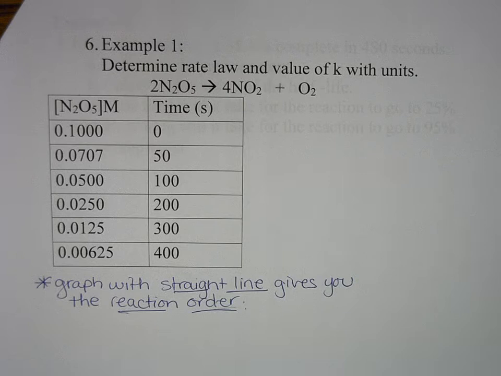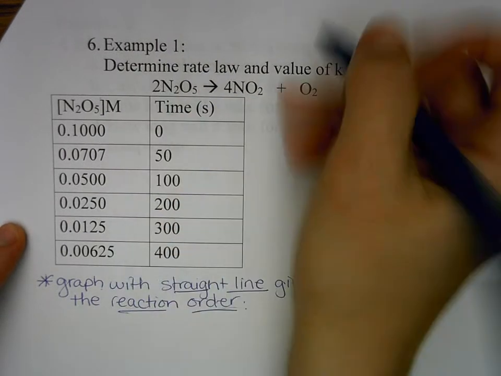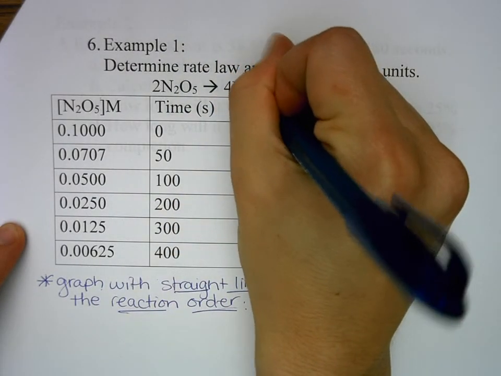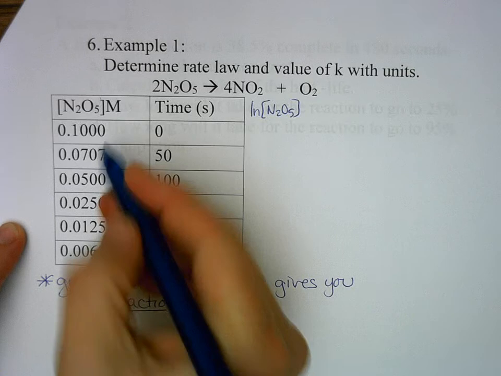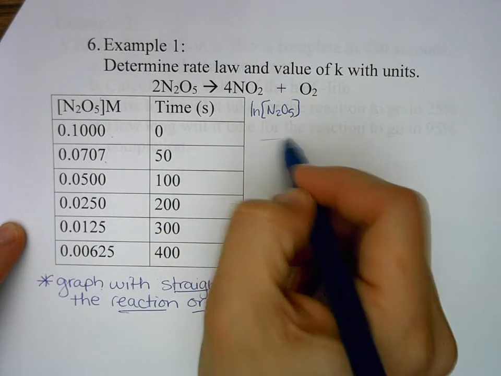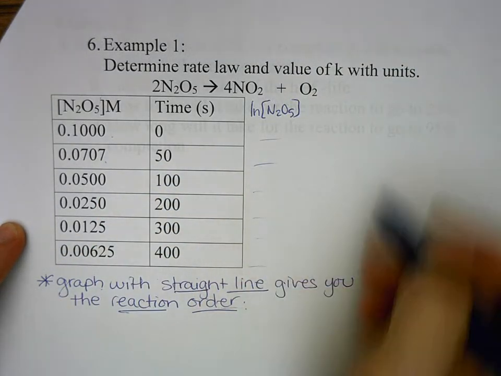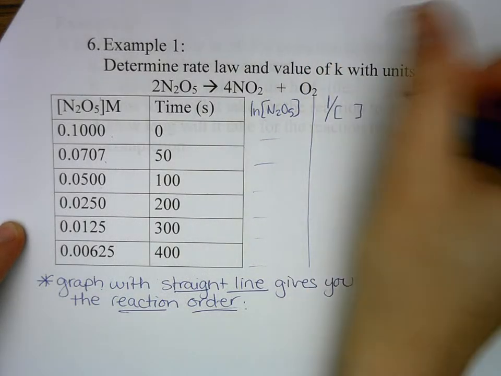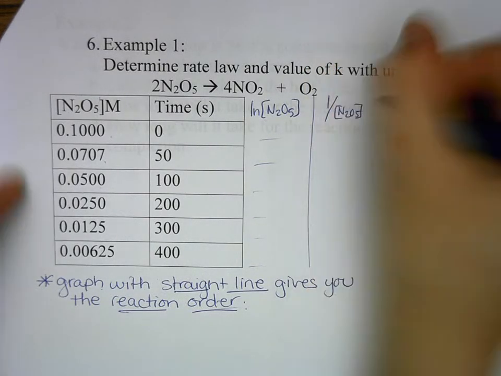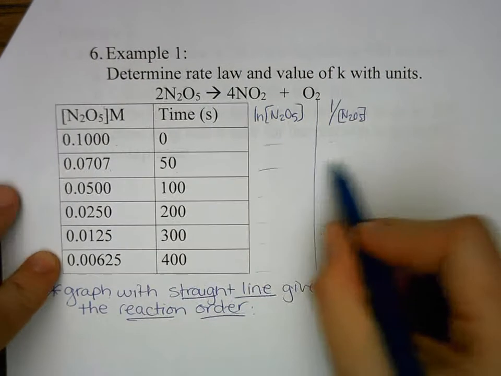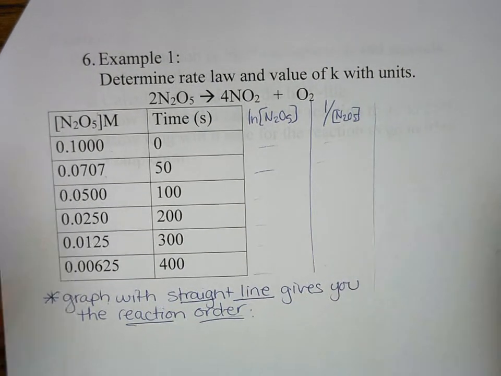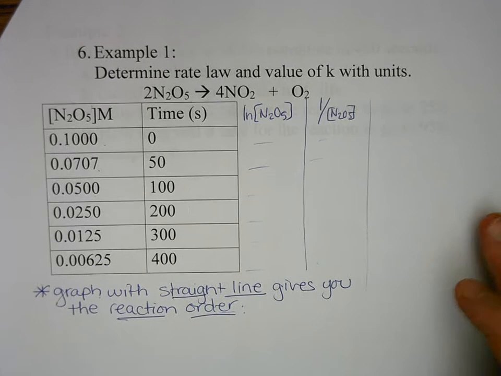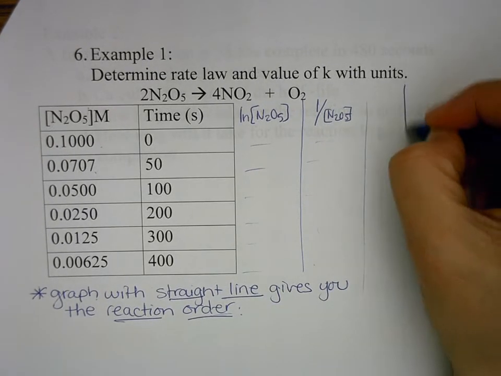If you do not have a graphing calculator, you would need to go through this table and calculate the natural log of all of these numbers. And so you would get all these numbers that represent the natural logs of the concentration. And then you would have to do 1 over the concentration of N2O5. So you would have to calculate 1 over all of these numbers and get a whole new section of your chart. And then you would be plotting 3 different graphs.